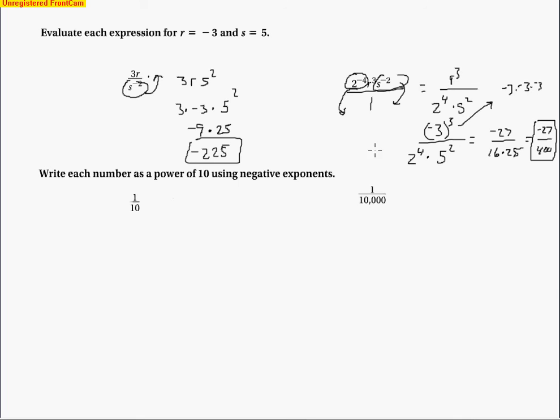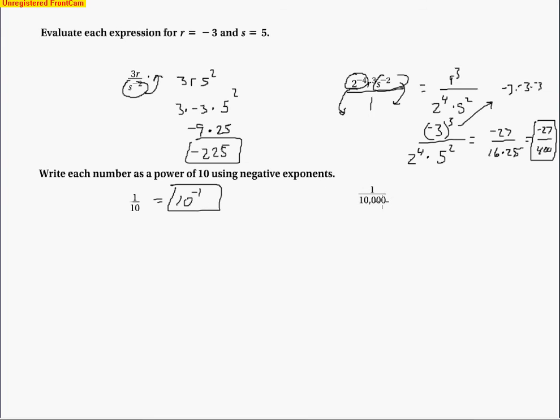So moving on to the next problem, it says to write each number as a power of 10 using negative exponents. And so when I do that, whenever I see 1 over 10, well, that's the same thing as saying 10 to the negative first power. So again, whenever you've got a fraction, 1 over that number, we can write that number with exponents, and that would be the answer with negative exponents.